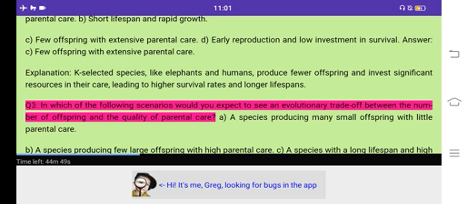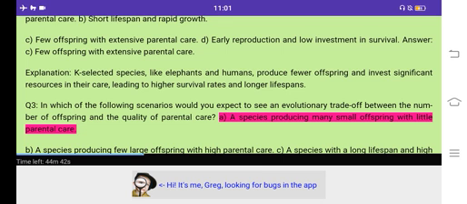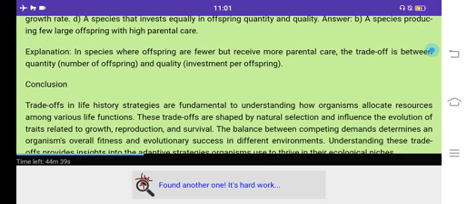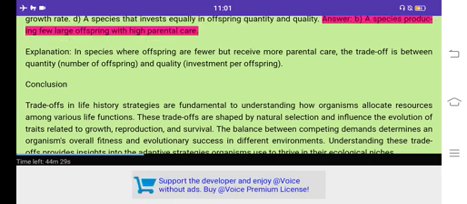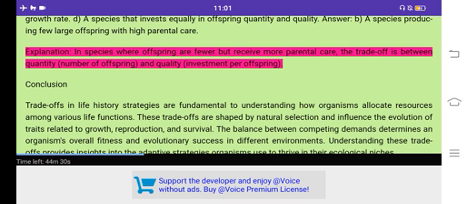Q3. In which of the following scenarios would you expect to see an evolutionary trade-off between the number of offspring and the quality of parental care? A. A species producing many small offspring with little parental care. B. A species producing few large offspring with high parental care. C. A species with a long lifespan and high growth rate. D. A species that invests equally in offspring quantity and quality. Answer. B. A species producing few large offspring with high parental care. Explanation. In species where offspring are fewer but receive more parental care, the trade-off is between quantity, number of offspring, and quality, investment per offspring.